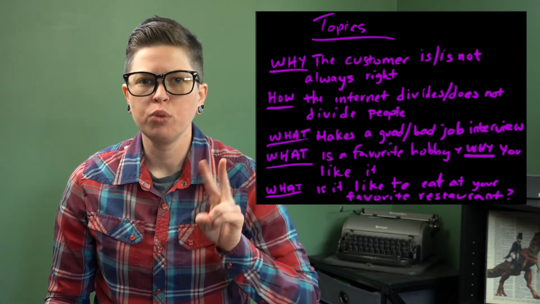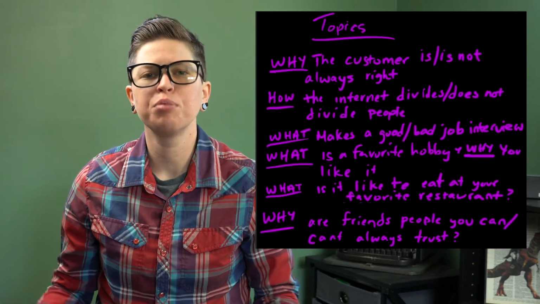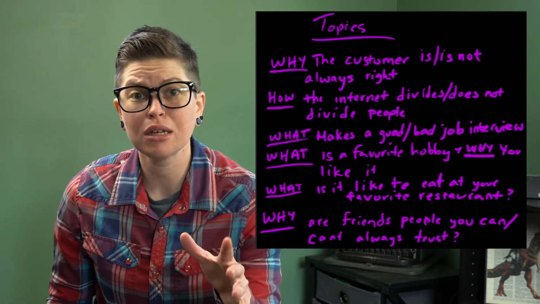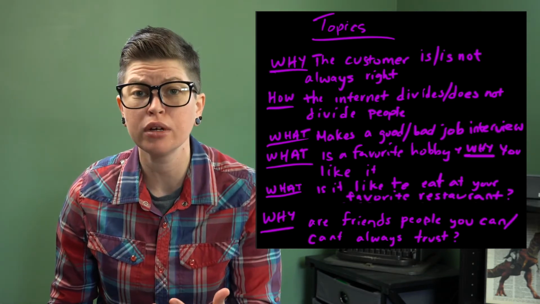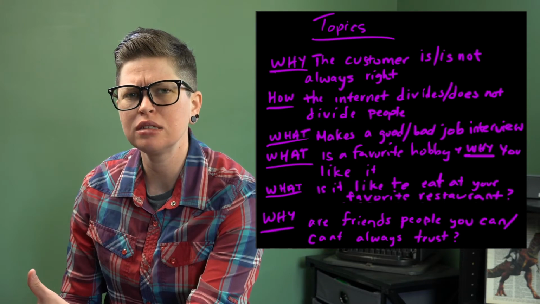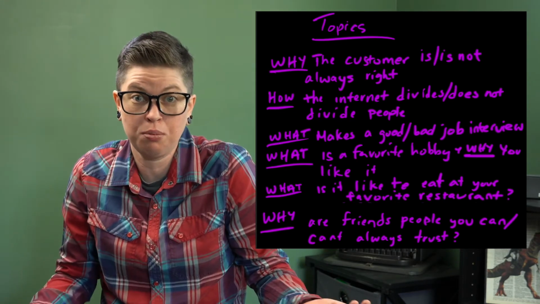All right, so we have two more topics. The first one, illustrate that friends are or are not people you can always trust. Now, I would say we need to narrow this further again, right? What kind of friends? Are these best friends? Are these more like acquaintances? Like, should you not trust people until you know them? I mean, that seems like a good plan, right?